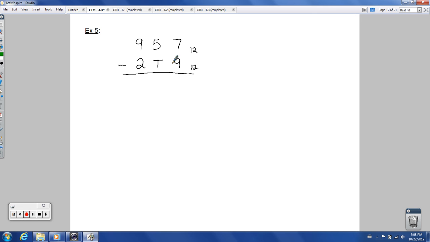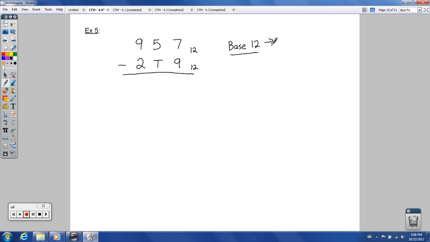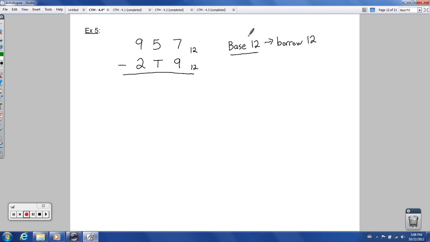And let's see what I got here. So this base 12, I'm going to write this a little more succinctly than I did here. So if you're going to borrow in base 12, you got to borrow how much? You got to borrow 12 instead of 10 like we're used to. So we're going to borrow 12 in base 12, if we need to. Do we need to here? So 7 minus 9, yes, I need to borrow from over here.